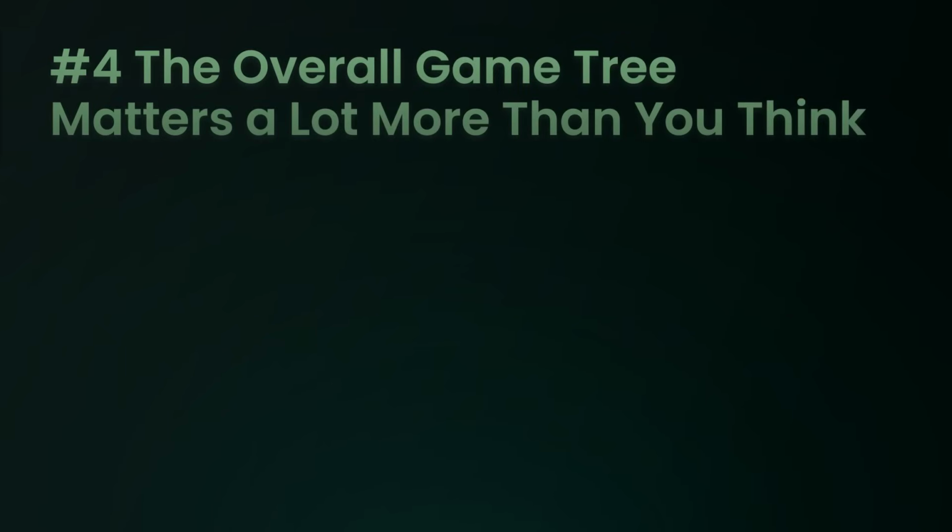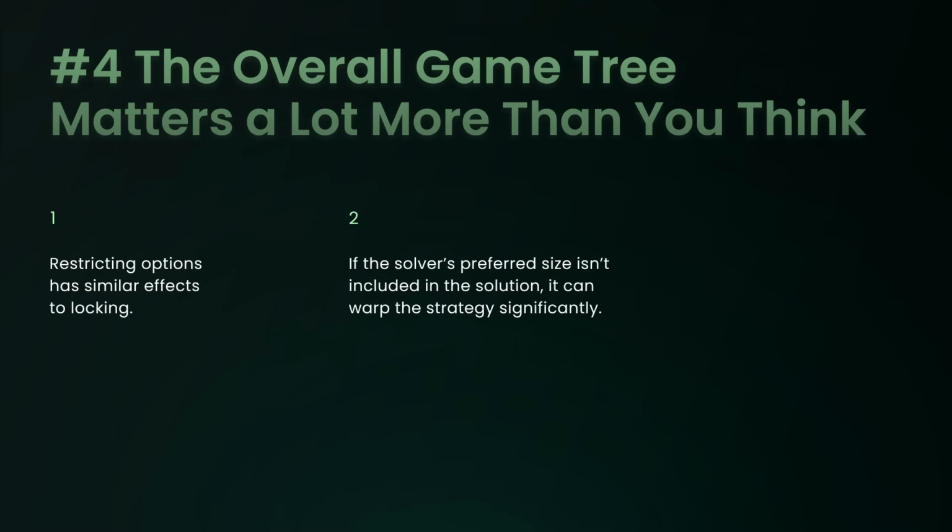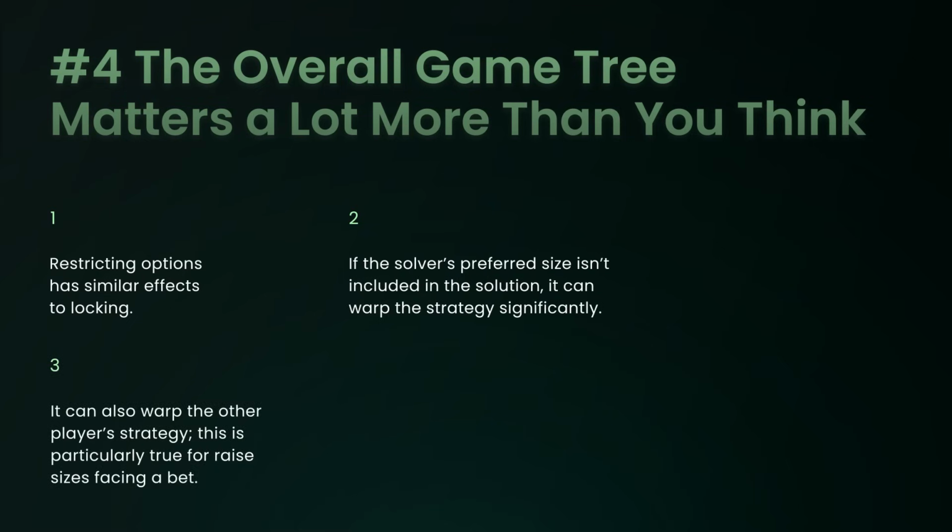Our next point of interest here is that the overall game tree matters a lot more than you might think. And restricting options in the game tree has a similar effect to node locking in many cases. For example, if the solver's preferred size isn't included within the game tree that you use for your solution, it can warp the strategy beyond all recognition. And it can also warp the other player's strategy.